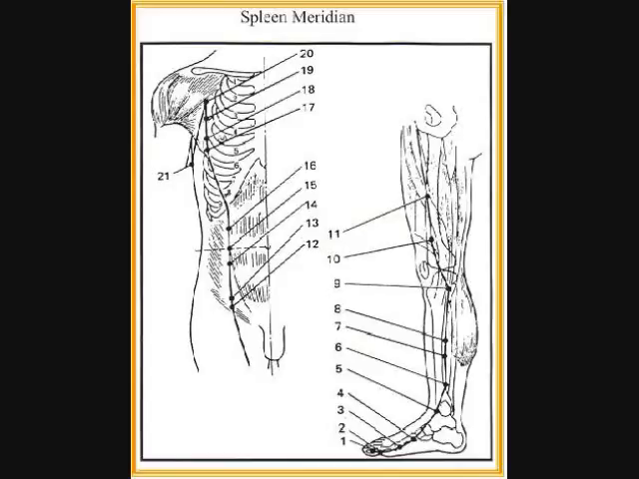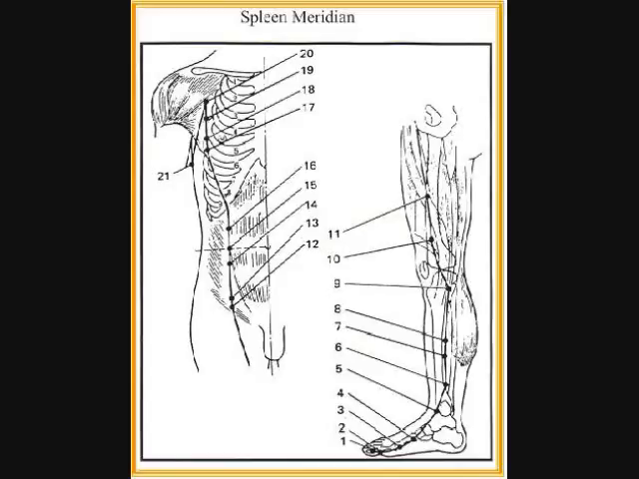Spleen 18. In the 4th intercostal space, 6 cun lateral to the Ren meridian. Spleen 19. In the 3rd intercostal space, 6 cun lateral to the Ren meridian. Spleen 20. In the 2nd intercostal space, 6 cun lateral to the Ren meridian.